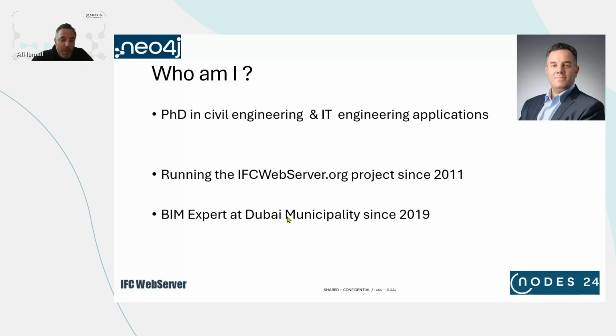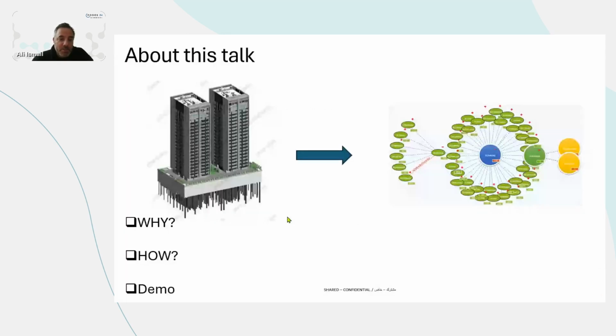So what we are talking about today in this session is how to deal with the complexity of digital models of buildings and convert them to an efficient graph database to be able to access information, including a lot of complex relationships, filter them, query them, convert them to another format, and generate reports.